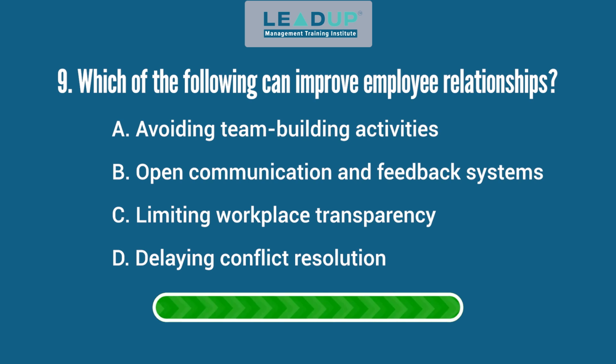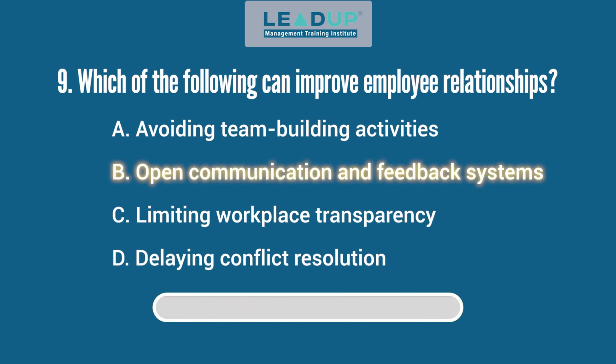Question 9. Which of the following can improve employee relationships? A. Avoiding team-building activities. B. Open communication and feedback systems. C. Limiting workplace transparency. And D. Delaying conflict resolution. Answer: Open communication and feedback systems.